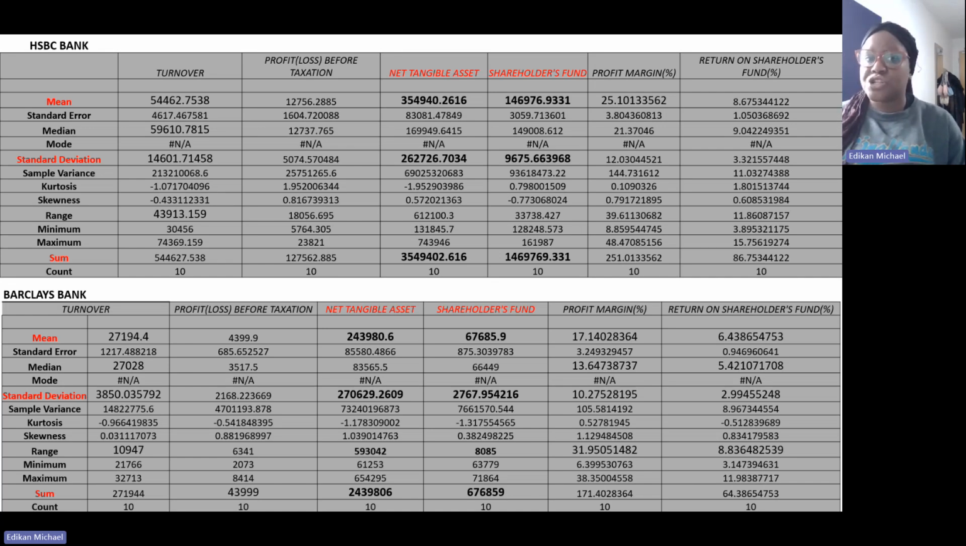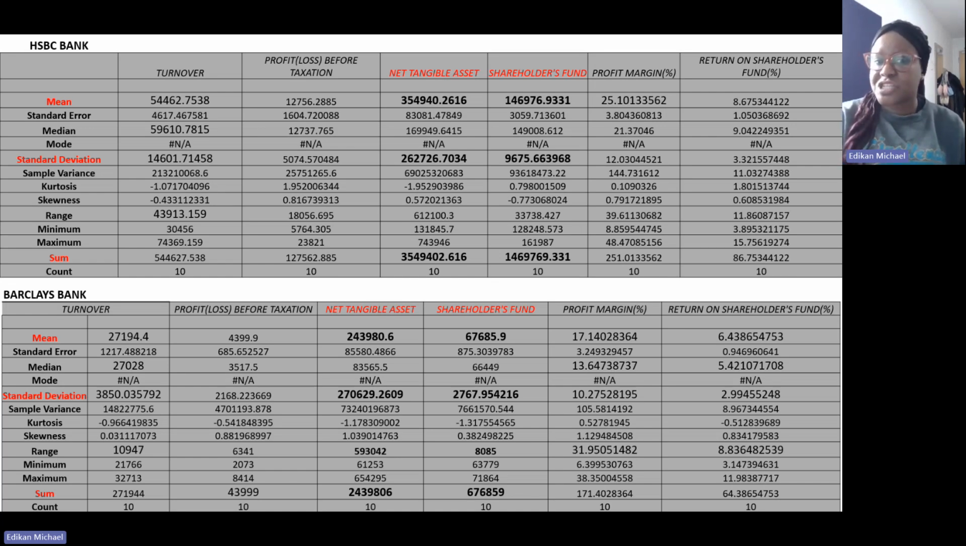Under standard deviation, it shows that both banks show high variability in tangible assets. However, HSBC's shareholders funds has significantly higher standard deviation, indicating greater equity variability against that of Barclays that has lower deviation, which means that HSBC is at higher risk.